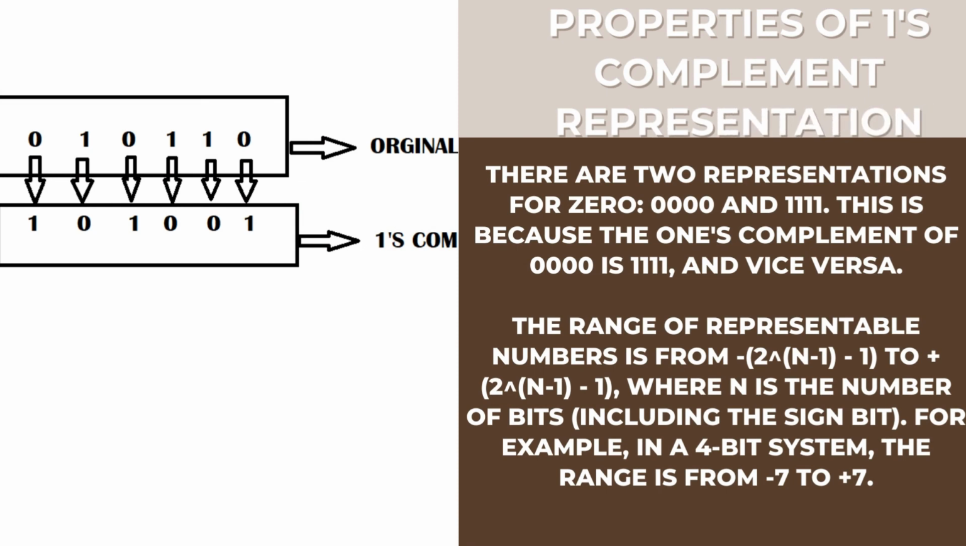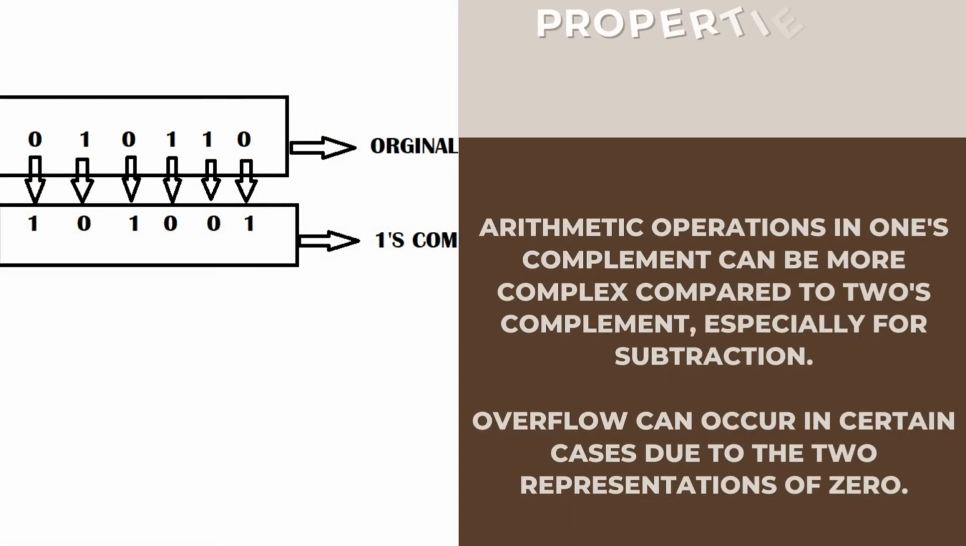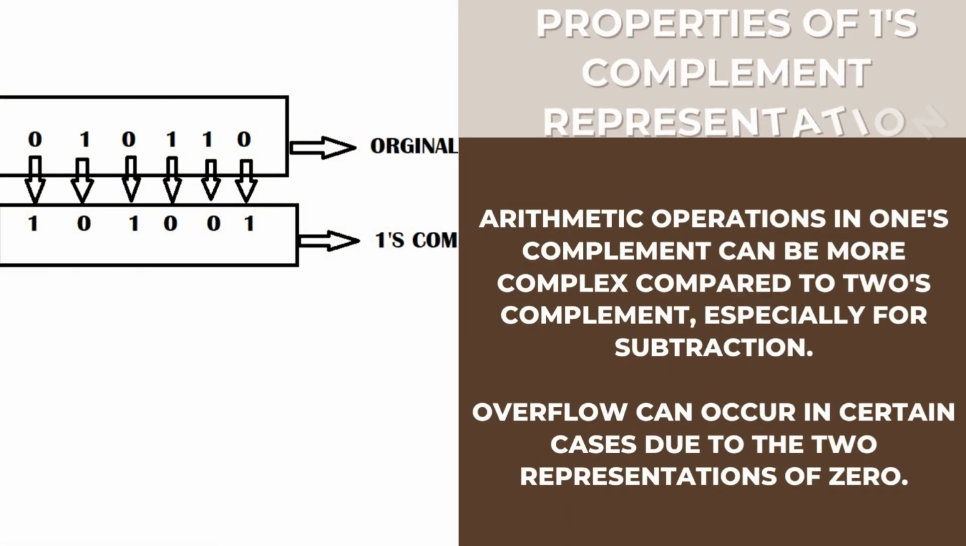Properties of ones complement representation. There are two representations for 0, 0000 and 1111. This is because the ones complement of 0000 is 1111, and vice versa. The range of representable numbers is from -(2^(n-1) - 1) to +(2^(n-1) - 1), where n is the number of bits. For example, in a 4-bit system, the range is from -7 to +7.